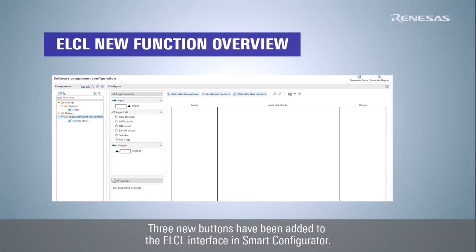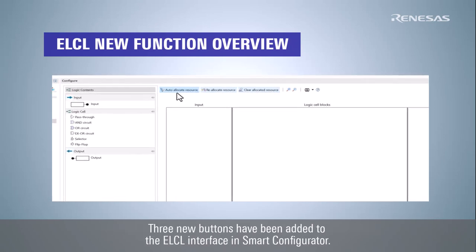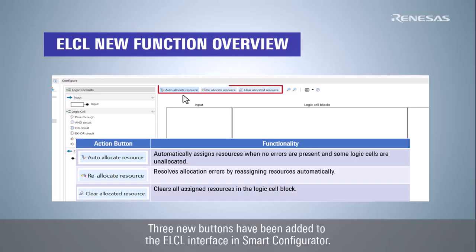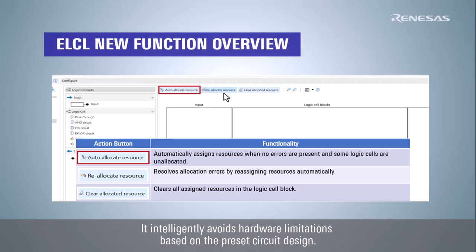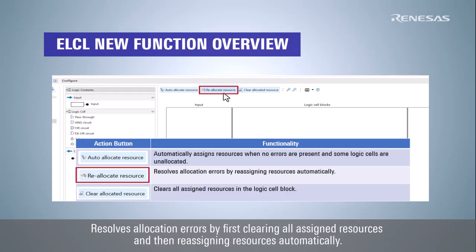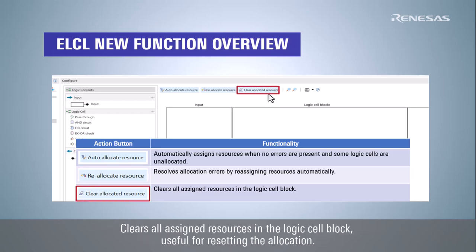ELCL circuit creation. To use the ELCL Auto Resource Allocation feature, Smart Configurator provides 3 buttons in the ELCL interface for different use cases based on user situation. Auto Allocate Resource automatically assigns resources when no errors are present and some cells are unallocated. It intelligently avoids hardware limitations based on the preset circuit design. Reallocate Resource resolves allocation errors by first clearing all assigned resources and then reassigning resources automatically. Clear Allocated Resource clears all assigned resources in the logic cell block, useful for resetting the allocation.